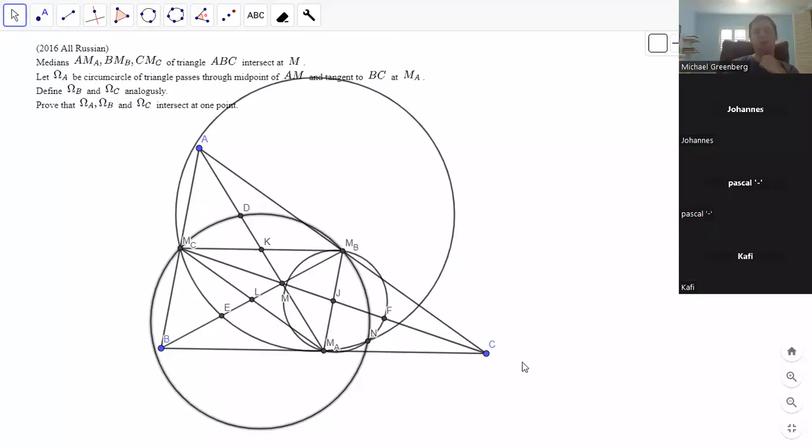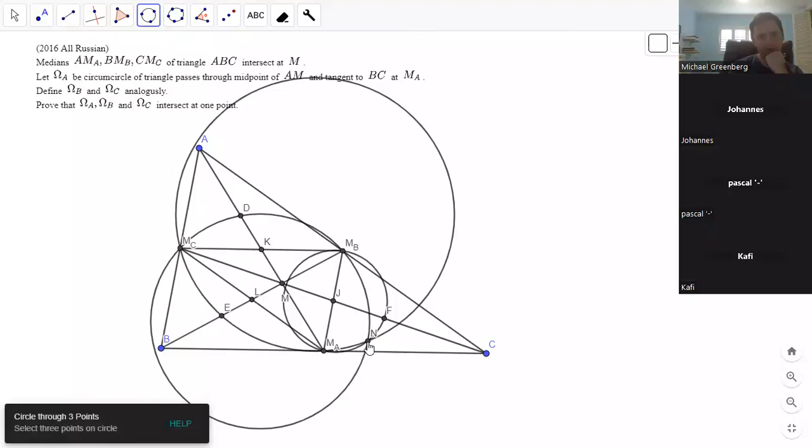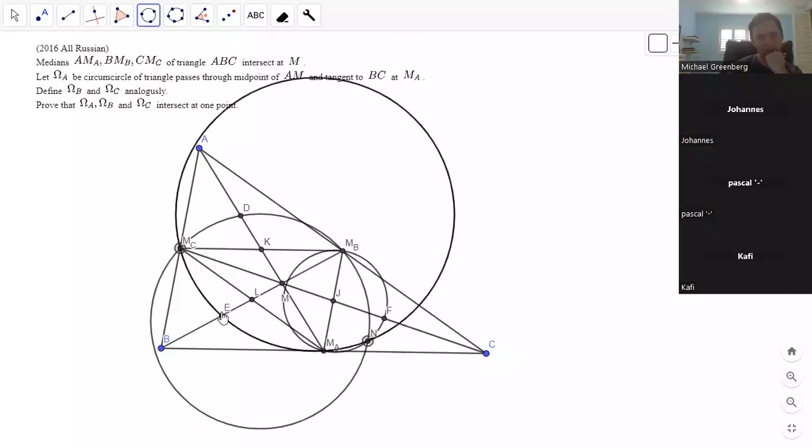Okay, so we let N be the Poncelet point of those. And then we want to show something's tangent, right? N, MC, yeah, what did we want to show? I forgot. So we could show, for example, that the circumcircle of DMAN is tangent to BC. Okay, DMAN. And then by symmetry, it would work for the others.